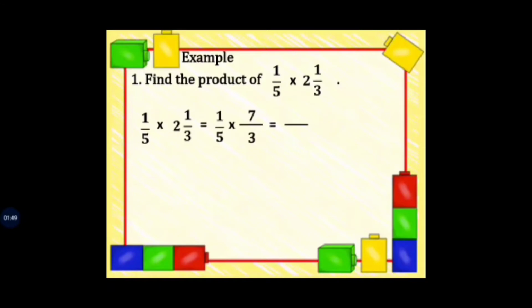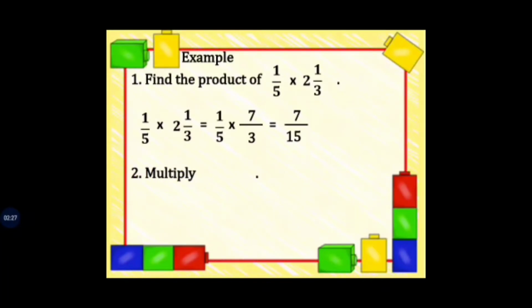Then, after that, we are going to multiply 1 times 7. And it gives the product of 7. Then, multiply also 5 times 3. And it gives the product of 15. Now, look at 7 over 15. Is 7 over 15 in the lowest term? Yes, it is. Kasi, wala na silang greatest common factor. Therefore, 7 over 15 is the final answer.